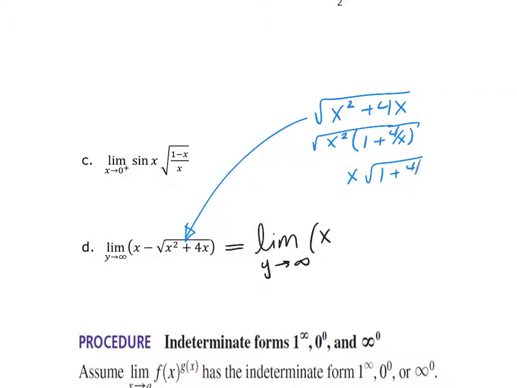So this is just a reminder of what we were doing last year and also what we were doing yesterday. So we have x, and then this is going to be minus x times the square root of 1 plus 4 over x.